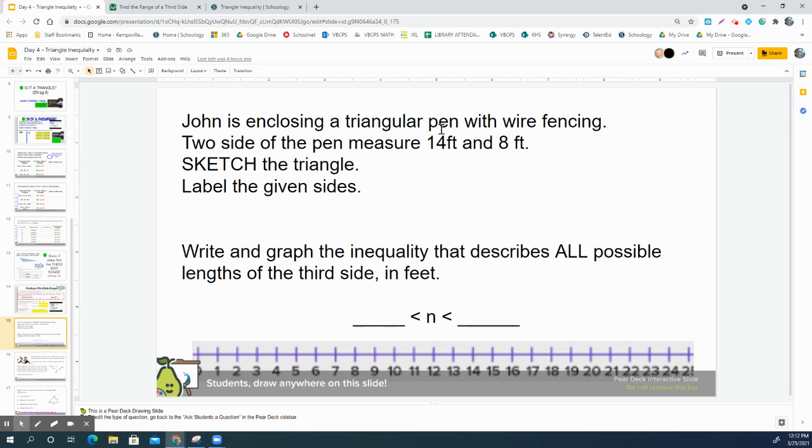John's enclosing a triangular pen with wire fencing. 2 sides of the pen measure 14 feet and 8 feet. So it's like my little vegetable garden that I try to keep Peter Rabbit out of. Except instead of one Peter Rabbit, I've got like a million of them.